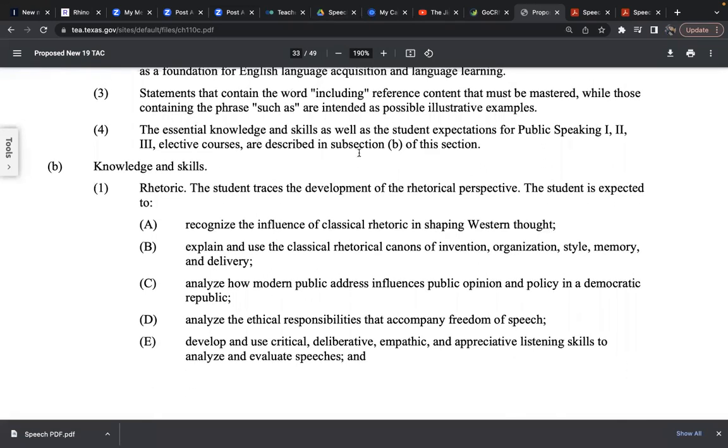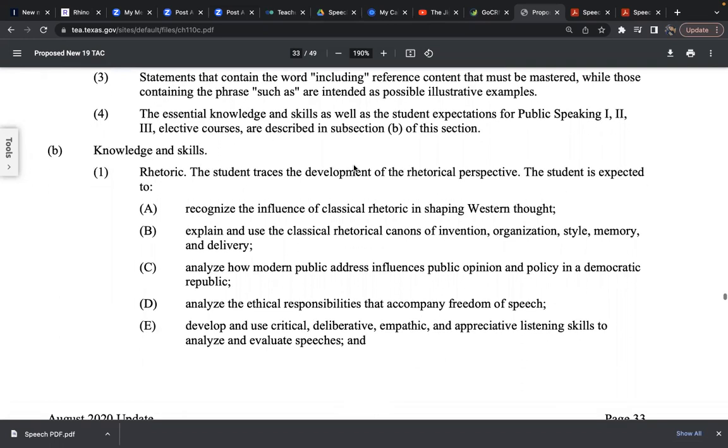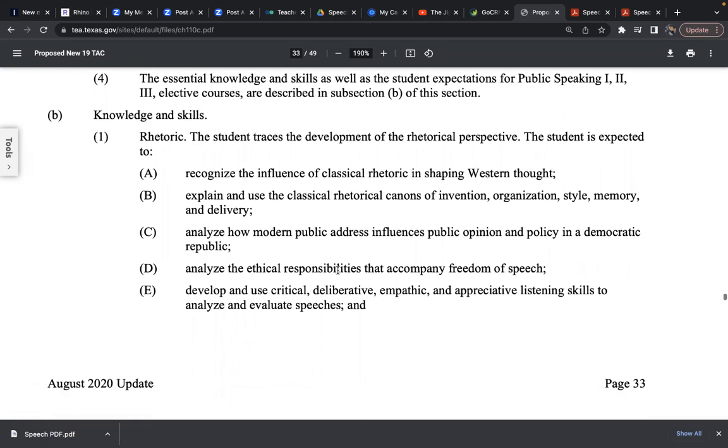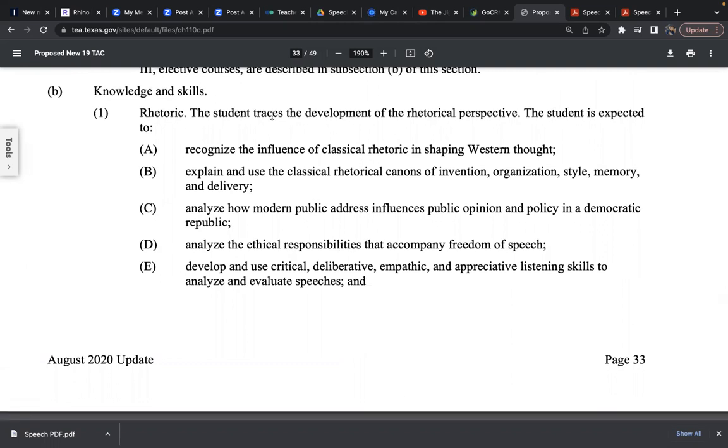Essential knowledge and skills, as well as student expectations for public speaking 1, 2, and 3 elective courses, are described in the subsection. So in each one of them, they're the same TEKS. I would imagine that the rigor and difficulty with which the different levels are delved into, and the types of projects that you assign based on their age, is going to be different. So if public speaking 1 is 7th grade, then even some of the topics you put up for discussion are going to be a little different than topics you might put up for public speaking 3, choice wise. Yeah. So here, student traces the development of the rhetorical perspective.